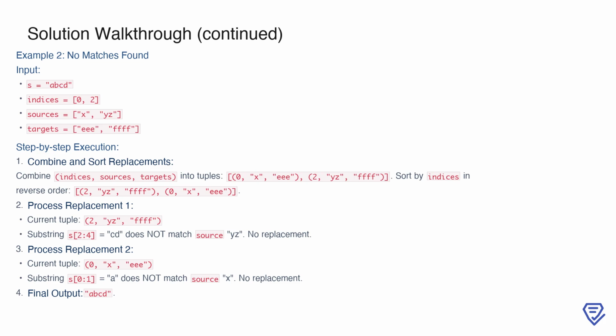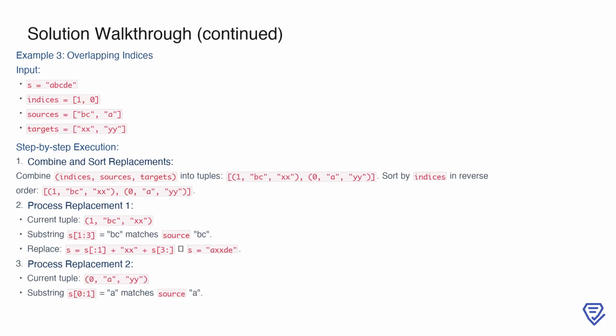Starting with the tuple (2, YZ, FFFF), we check if the substring CD from index 2 to 4 matches the source YZ. It does not, so no replacement is made. Moving to the tuple (0, X, E), we check if the substring A from index 0 to 1 matches the source X. Again, there's no match, so no replacement occurs. Since neither source matches any part of the string, the final output remains unchanged as ABCD.